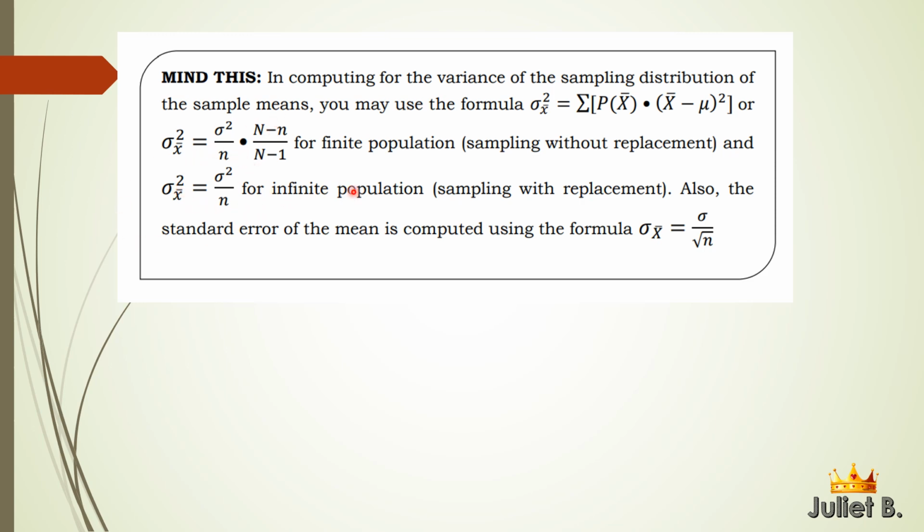This other one is for an infinite population, which you use as long as there is no population size, because in an infinite population you cannot determine the number of the population. So, as long as you already have the value of the variance, you can use these two formulas, for finite and for infinite, when finding the variance of the sample mean. Also, the standard error of the mean is computed using the standard deviation of the population divided by the square root of the sample size.